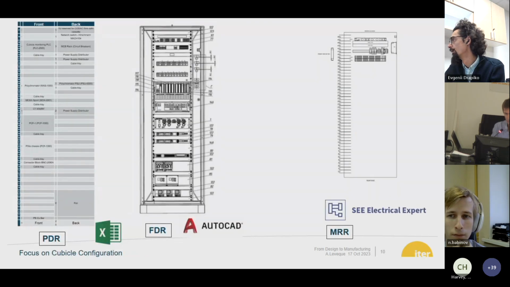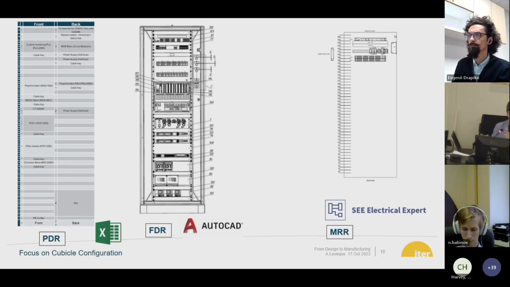Just a few points on the cubicle configuration and the expectation at the PDR. It is widely accepted that you provide just an Excel file with the demonstration that you have thought about the cubicle space. At FDR, we would normally expect a type of AutoCAD drawing. And ultimately, at the MRR, at the last moment, we need to have the 2D layout done in SE Electrical Expert. It was not done for all the cubicles we have had so far, but for the ones we have already received, we will work with Ranjit to make it. But ultimately, we will need to have the 2D layout in SE Electrical Expert.